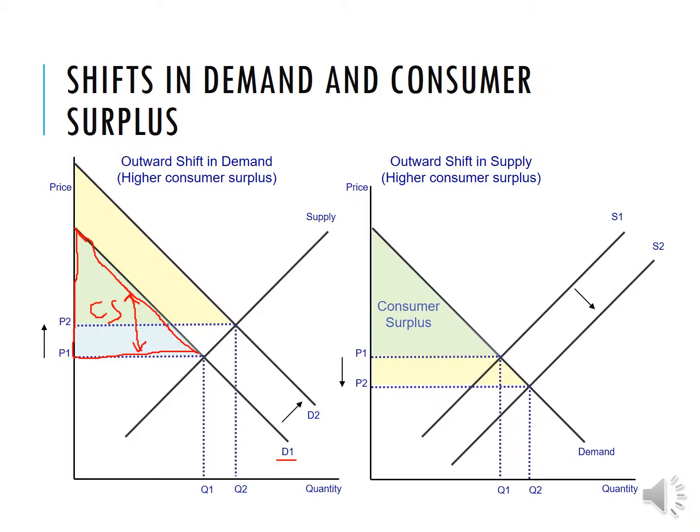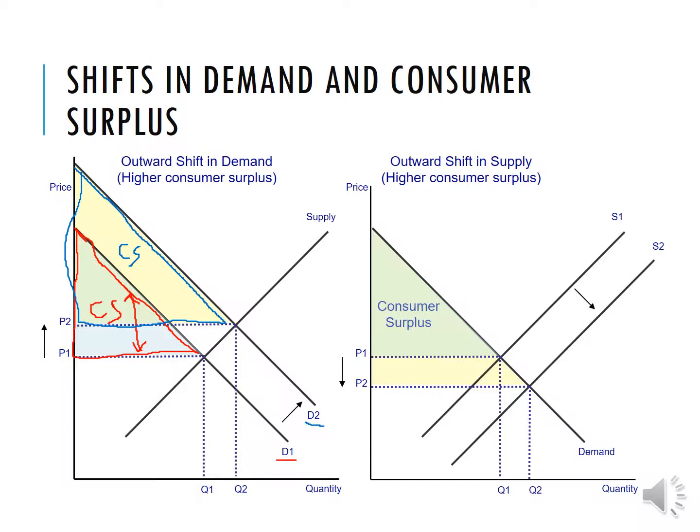Now, if demand shifts to the right to D2, we have a new area of consumer surplus, indicated by this area here. And what we can see is that the blue triangle, the new consumer surplus, is bigger than the red triangle, so an increase in demand here has caused higher consumer surplus.